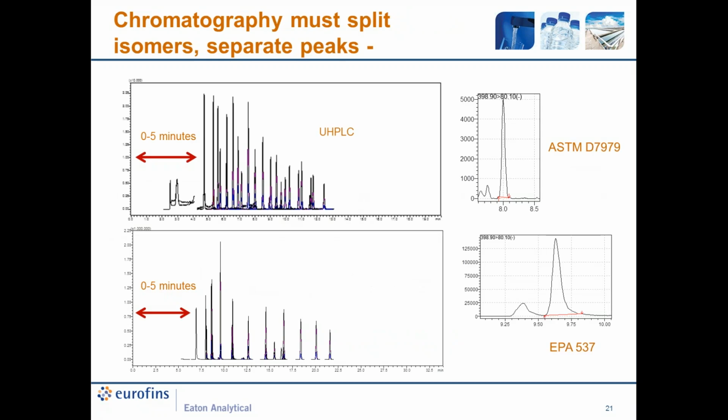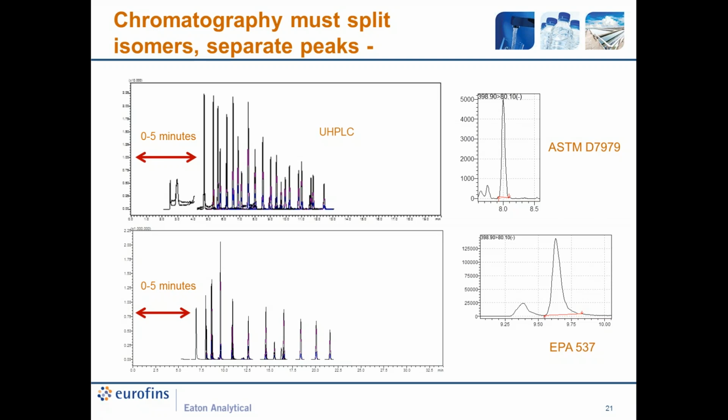The chromatogram on the top is ASTM D7979, and on the bottom is EPA method 537. Pictured on the right of each is a peak showing that these chromatograms fully resolve the linear and branched isomers. This separation is a good verification that the chromatography is suitable.